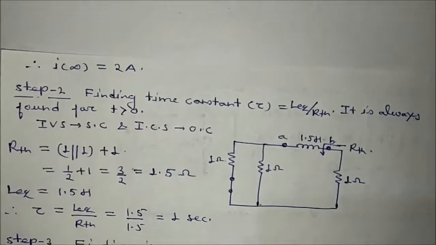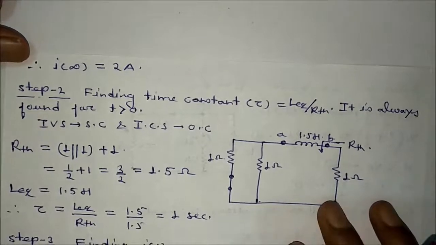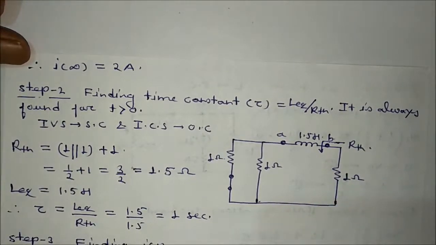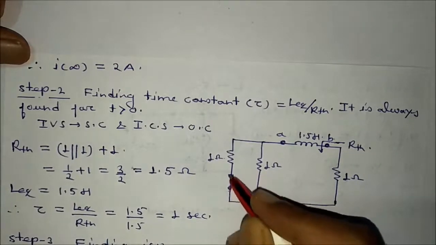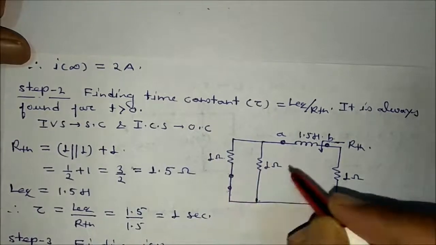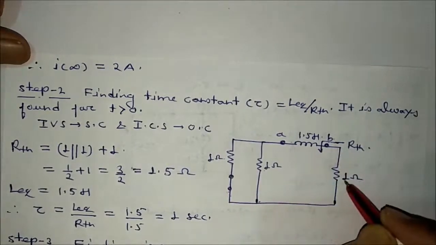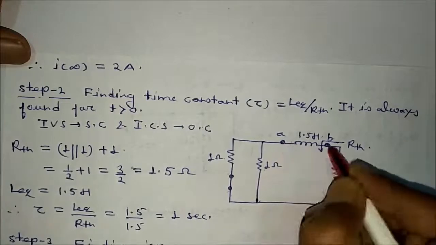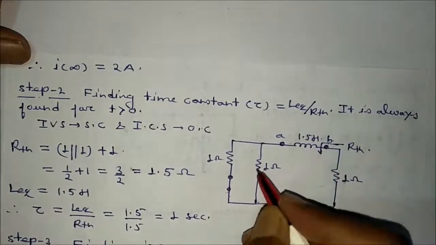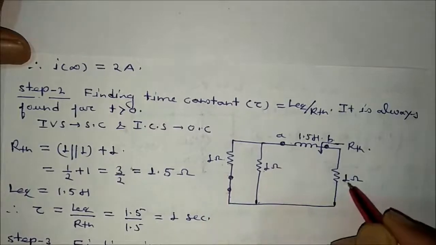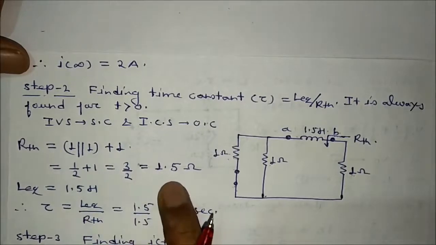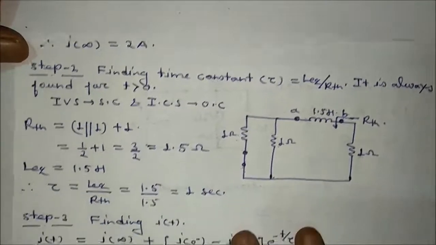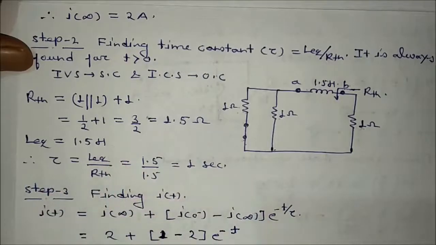Now the next step is finding the time constant of the circuit. The time constant is always found for t greater than 0, so draw the circuit for t greater than 0, but with all the independent sources deactivated. The 6 volt voltage source will be short circuited. This is 1 ohm, this is 1 ohm, this is the inductor, this is 1 ohm. Across this terminal AB, if you find the R_th, these two are in parallel, then the whole combination will be in series with 1, so 1 in parallel with 1 is 1 by 2, plus 1, that is equal to 1.5 ohm. L equivalent is already given, that is 1.5, so tau is equal to 1 second.